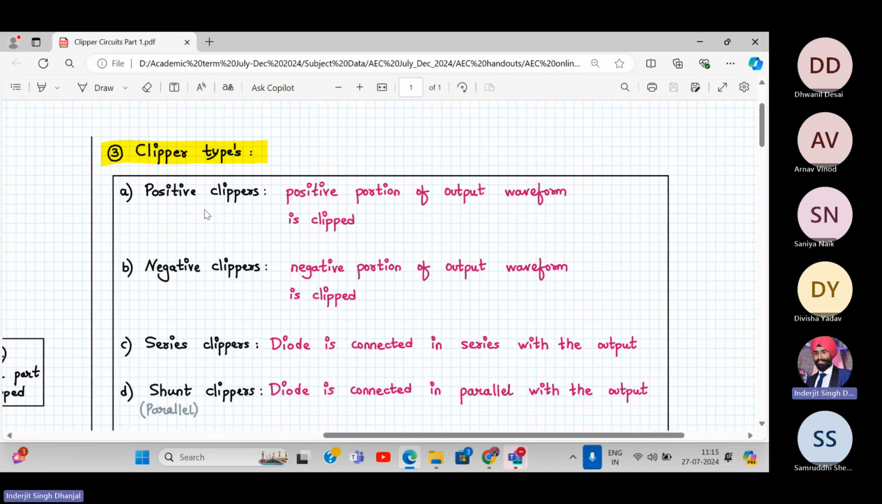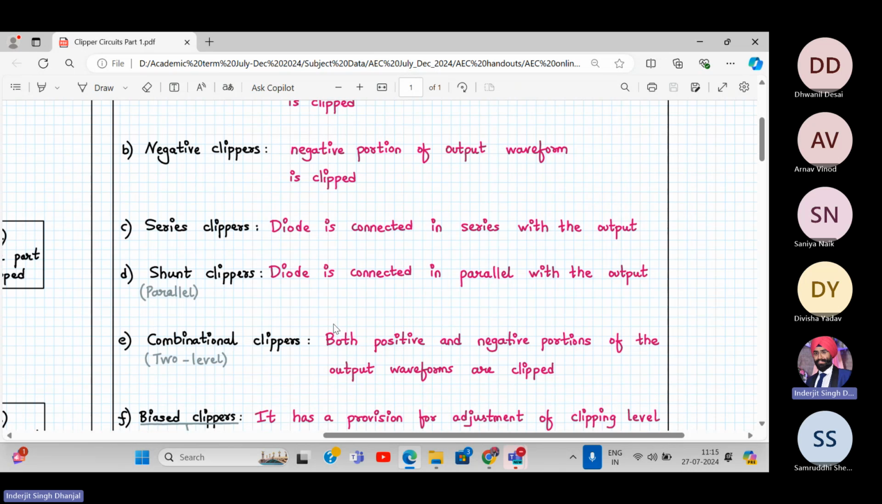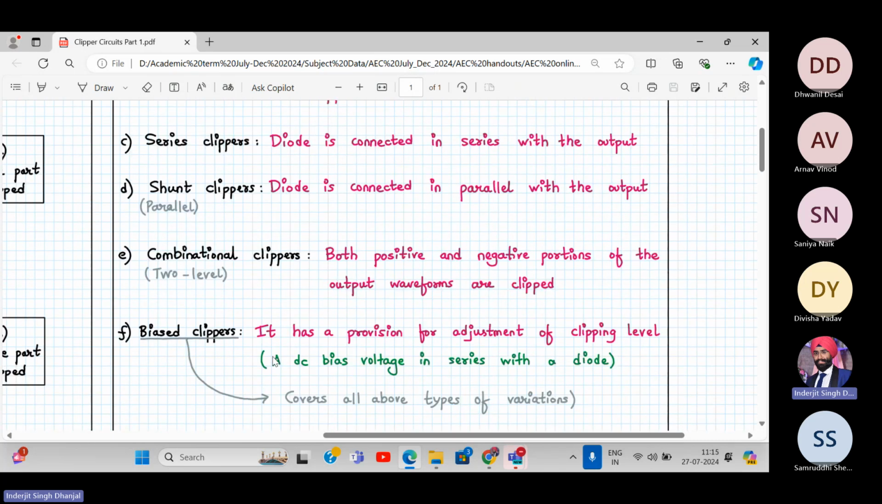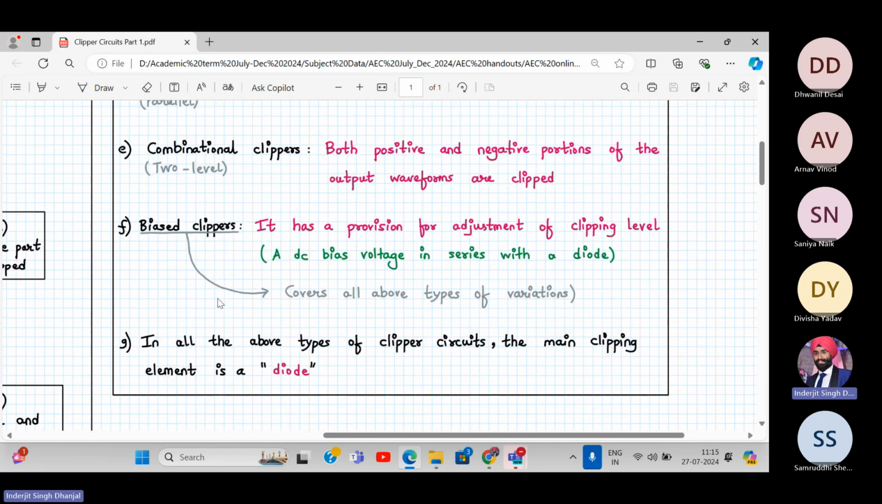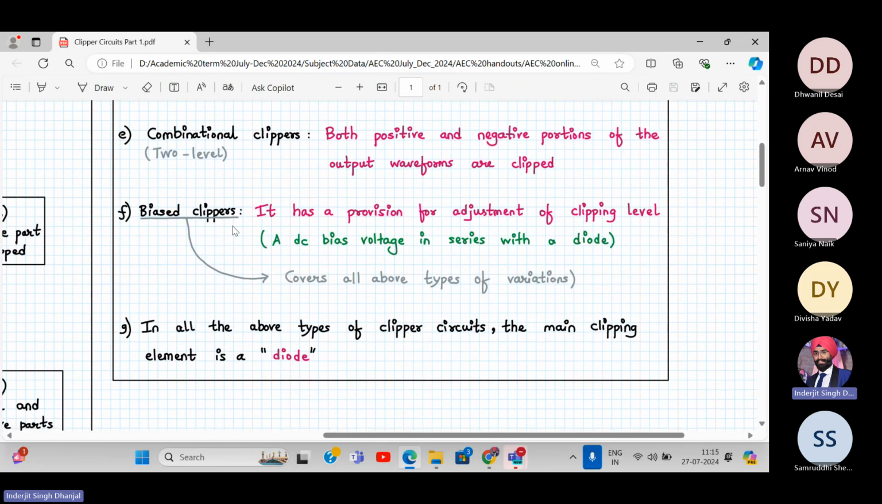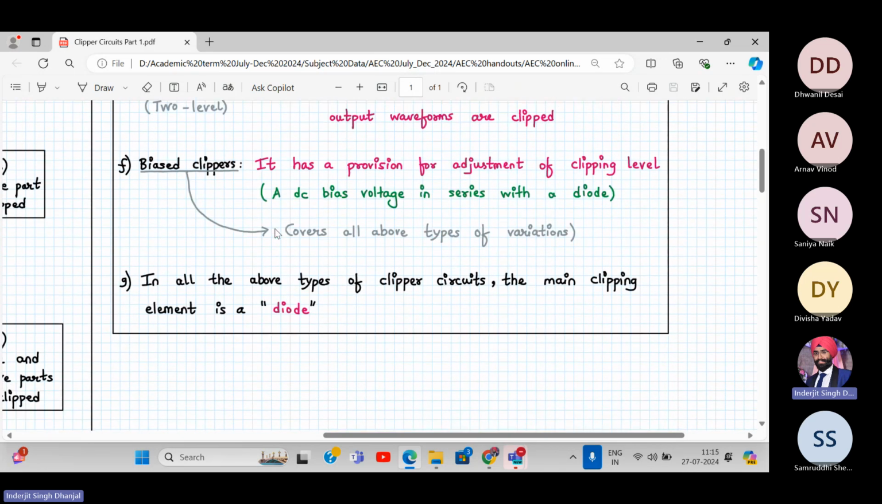So what are the clipper types? The clipper types are categorized as I've just said. A positive clipper for the positive portion of the output waveform getting clipped, negative clipper for the negative portion of the output waveform, series clipper in which the diode is connected in series with the output, shunt clipper, the diode is connected in parallel with the output, combinational or a two-level clipper where both positive and negative portions of the output waveforms are getting clipped. And out of all this, we have a bias clipper wherein there is a provision to adjust the clipping level. That means a DC bias voltage is in series with the diode connected. So this will cover all the types of variations. All right. And in the clipper circuits, the main clipping element is the diode.